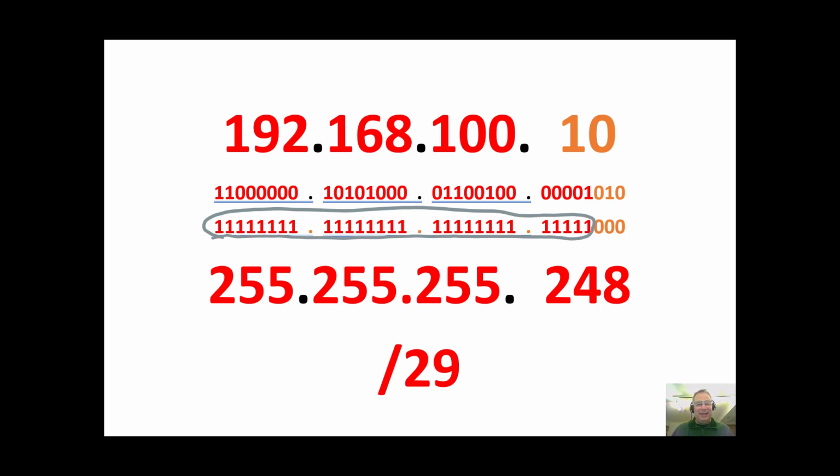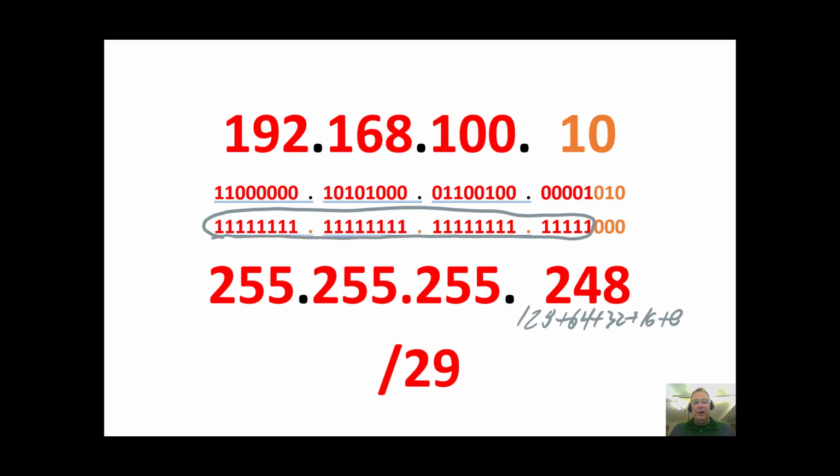Once again, since we have 29 digits in the subnet mask that are turned to 1s, that means that our subnet mask value is going to be 255.255.255.248. Where does 248 come from? That is 128 plus 64 plus 32 plus 16 plus 8. And all of those together are going to give you 248.